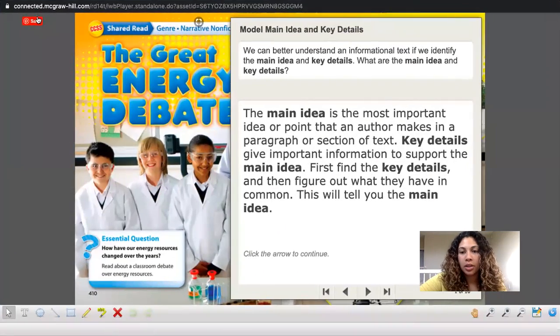So just to reiterate again, main idea is the most important idea or point that an author makes in a paragraph or section of text. So it's important to keep that in mind because sometimes they may be asking what's the main idea of the entire text. Sometimes it's just the main idea of this paragraph or this certain section. And those key details give important information to support the main idea. So a strategy that I really love to use, and I personally think it's a little bit easier, is to work backwards. I find key details first, and then I look at what all of those details have in common, and that'll help me decide what the main idea is. So that's what we're going to try today.